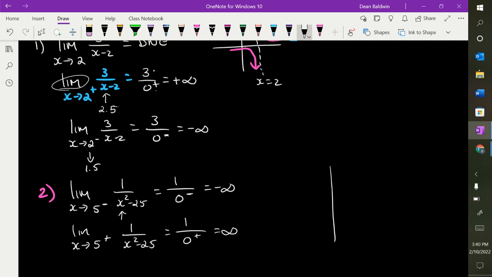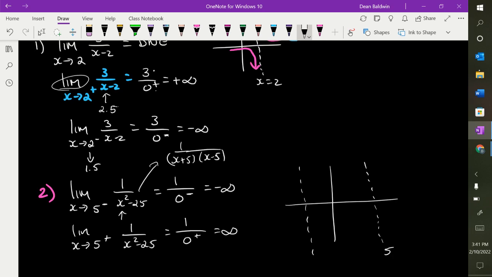So I know on this graph, in case you didn't see it, that will factor to 1 over x plus 5, x minus 5. Those are non-removable. Cannot make them cancel, so they are vertical asymptotes at 5 and negative 5. So I'm saying what's happening as I approach 5 from the negative side, I go to negative infinity. If I come at 5 from this direction, I go to negative infinity. If I come at 5 from this direction, I go to positive infinity.